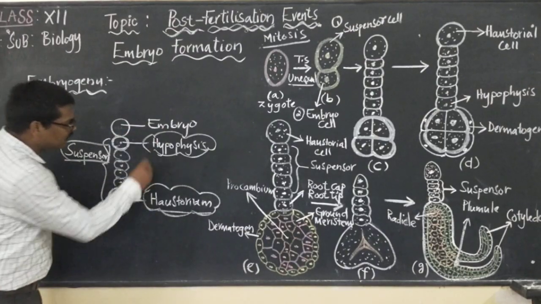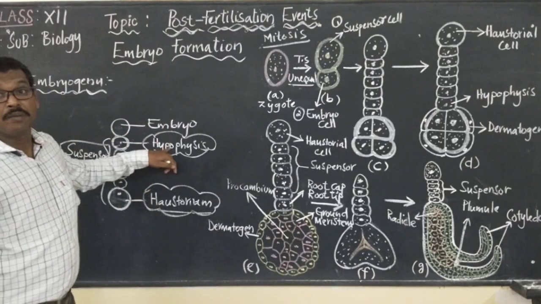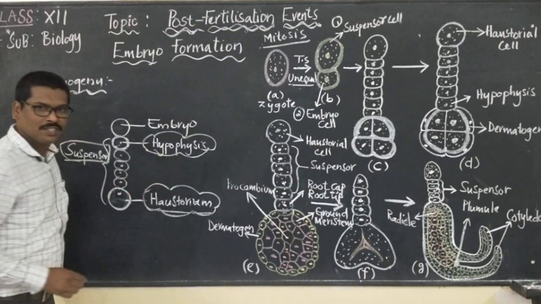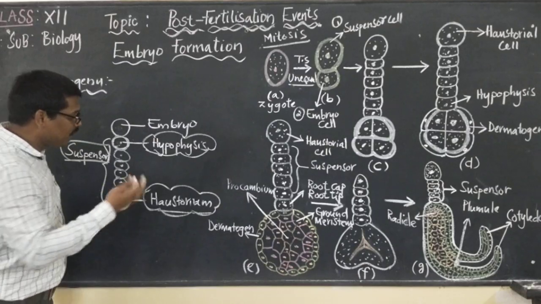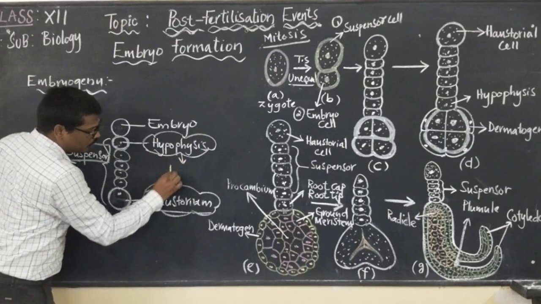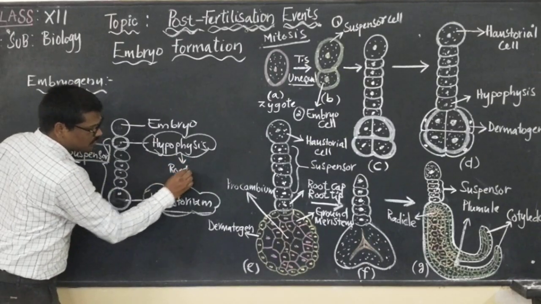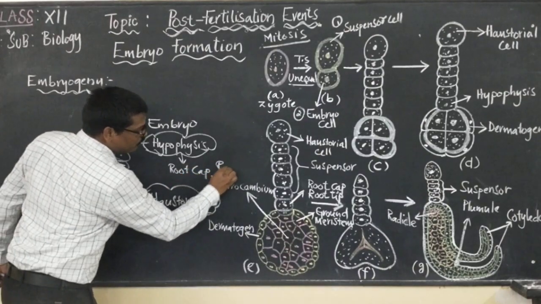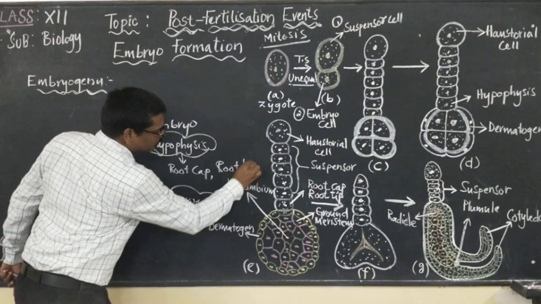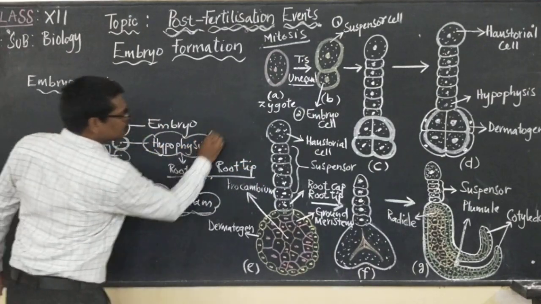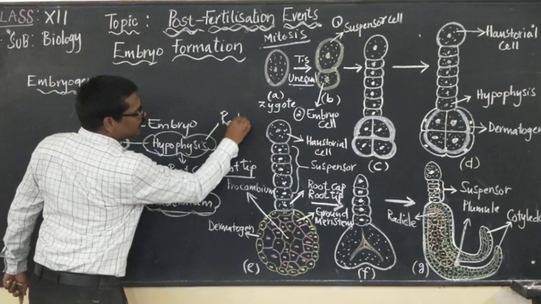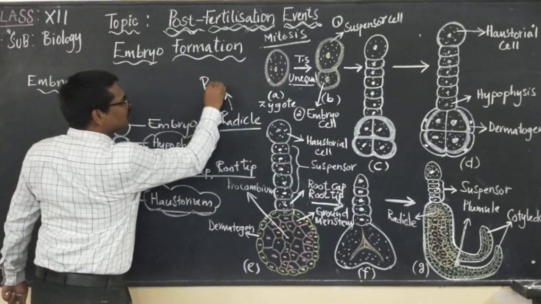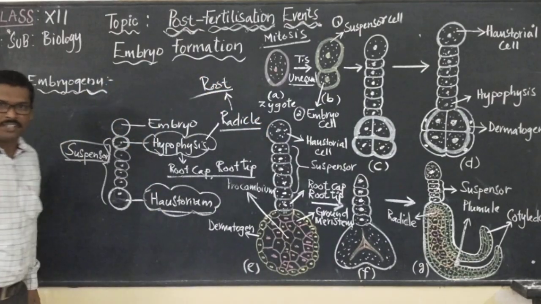But this hypophysis has a very important function. It is this hypophysis from which the root cap and root tip of the root will be formed. So the hypophysis plays a crucial role in the development of the radicle. Radicle is nothing but the root system.